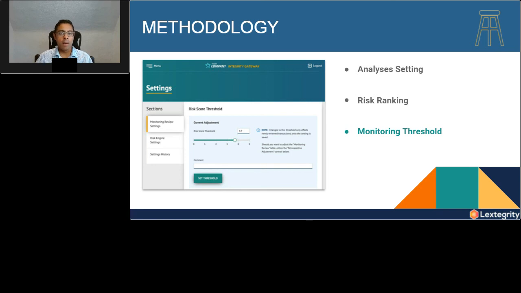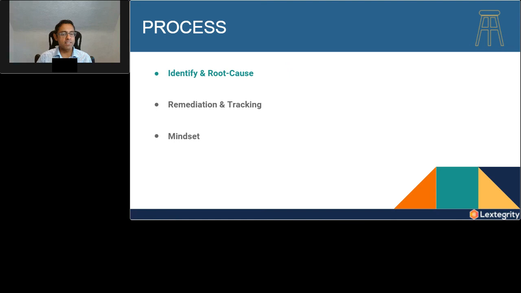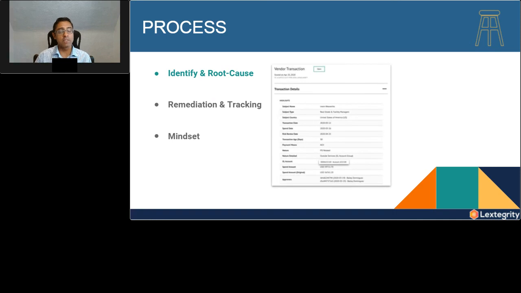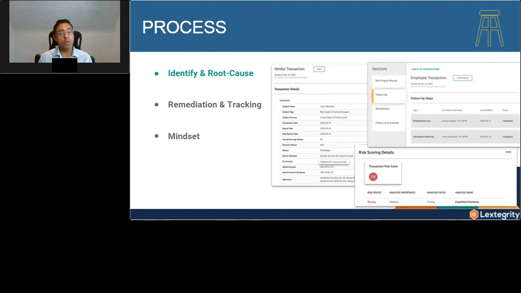And so with that, maybe in the interest of time, we'll touch on the last piece of this continuous monitoring toolkit, which is the process. So really making sure that you have a process for identifying the root cause of the issues that you identify. So if you have a vendor transaction, an invoice that's been flagged, our system gives you all of that detail, but then gives you a whole explanation of that score, as well as a whole workflow to track your follow-ups that you've taken, upload documentation, et cetera.